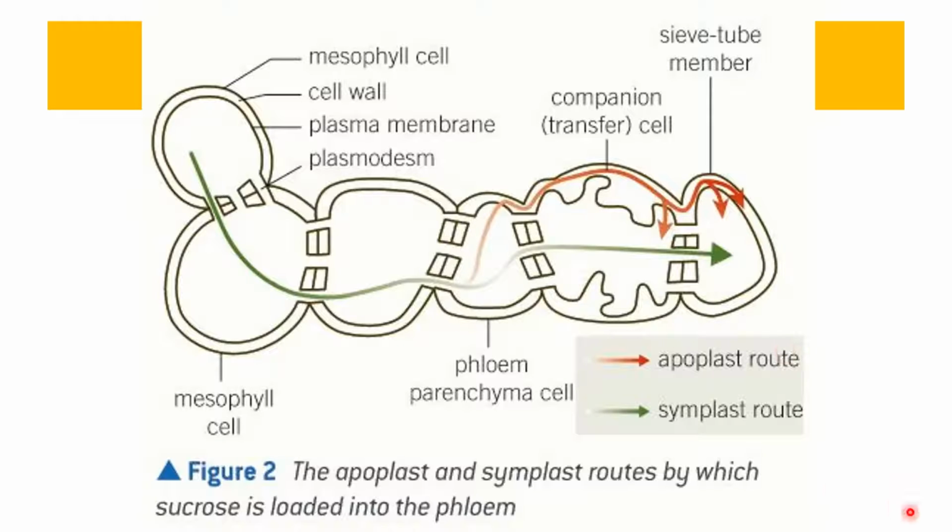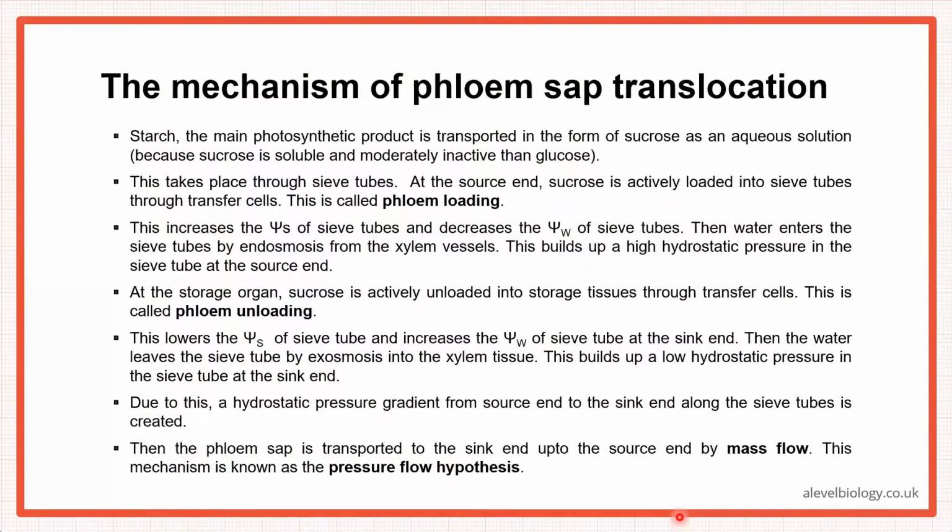So have a close look at the diagram, try to understand it. Okay, so the mechanism of phloem sap translocation. Let's review. The starch, which is the main photosynthetic product, is transported in the form of sucrose as an aqueous solution, because sucrose is soluble and moderately inactive compared to glucose. This takes place through the sieve tubes at the source, and sucrose is actively loaded into the sieve tubes through the transfer cells. This is known as phloem loading.